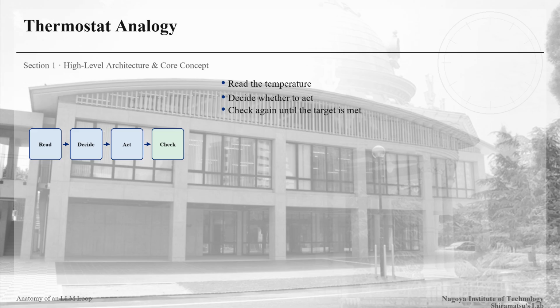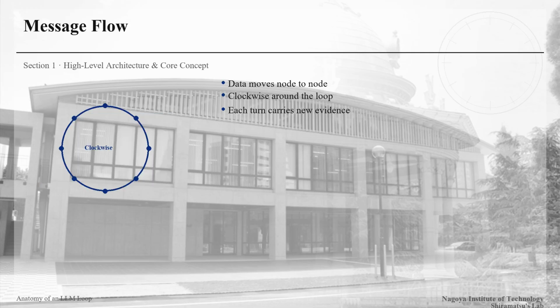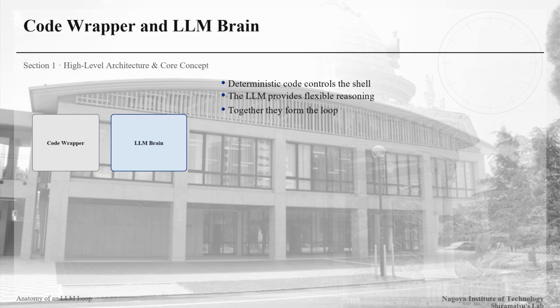Think of a thermostat. It reads temperature, acts, then checks again until conditions are optimal. State is the memory core that keeps context history, variables, and step count as the loop turns. Messages travel sequentially through the nodes, usually in a clockwise flow around the loop. Outside is deterministic code control. Inside is the non-deterministic LLM brain.